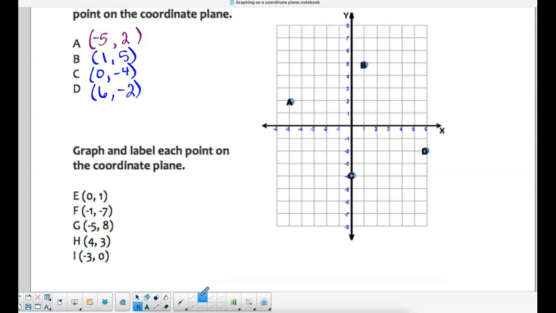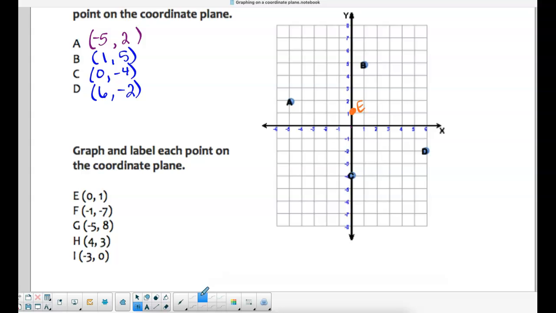So if you plotted these correctly, make sure you have them in the right spot. E should be at 0, 1. So 0 left or right, and then up 1. Hopefully that's where you put letter E. Look at yours and make sure it matches up.